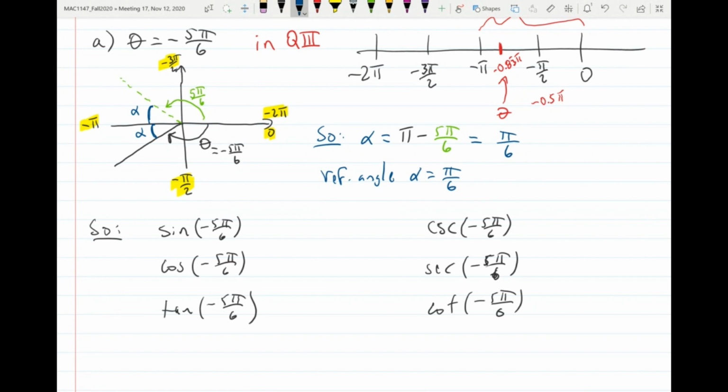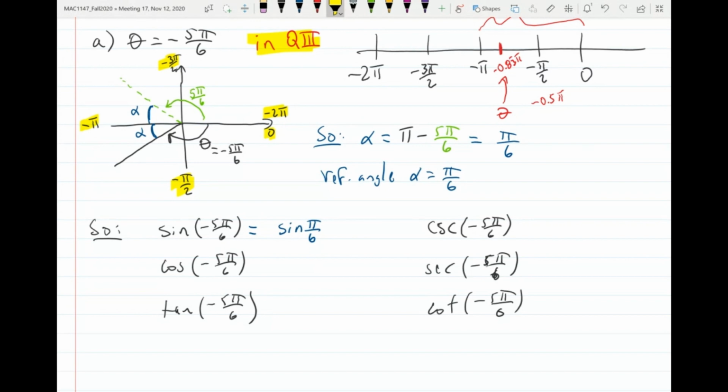So if we want to do sine of negative 5 pi over 6, how do we do this? First of all, we need to replace this by its reference angle, which is pi over 6, right? So this is sine of pi over 6. But then we need to decide whether the answer will be positive or negative. So in what quadrant is the angle theta, negative 5 pi over 6? It's in quadrant 3.